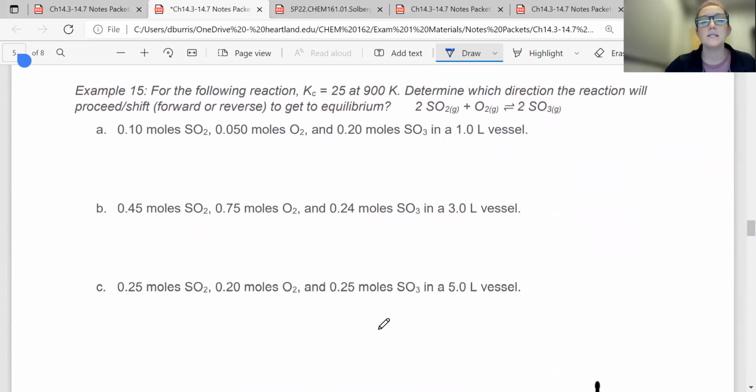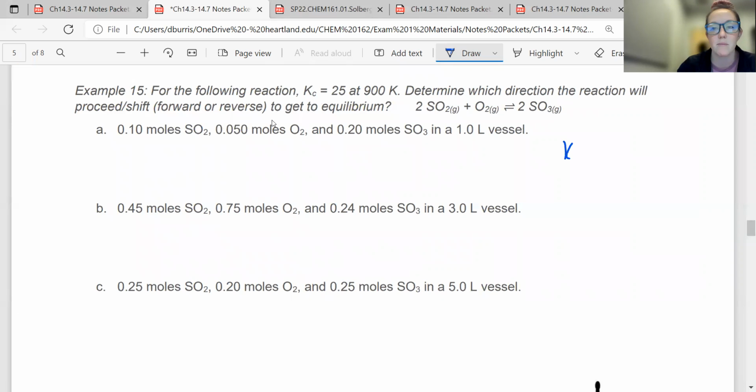Okay, so we're going to do some examples to determine if it's going to go in the forward direction or the reverse direction. I'm going to calculate Q in order to do that. It says determine to which direction each will proceed. Is it going to go forward or reverse to get to equilibrium for each of these reactions? Okay, and I gave you that the K value is 25. I'm not changing any temperatures, so the K value for this reaction is always 25 at 900 Kelvin. So I'm going to calculate Q.